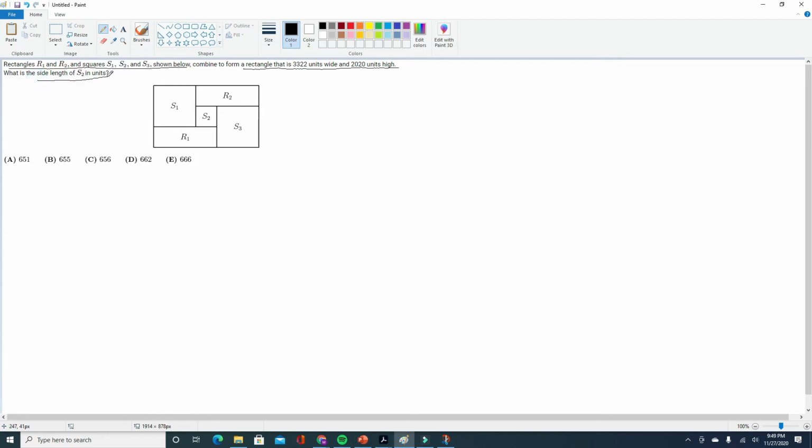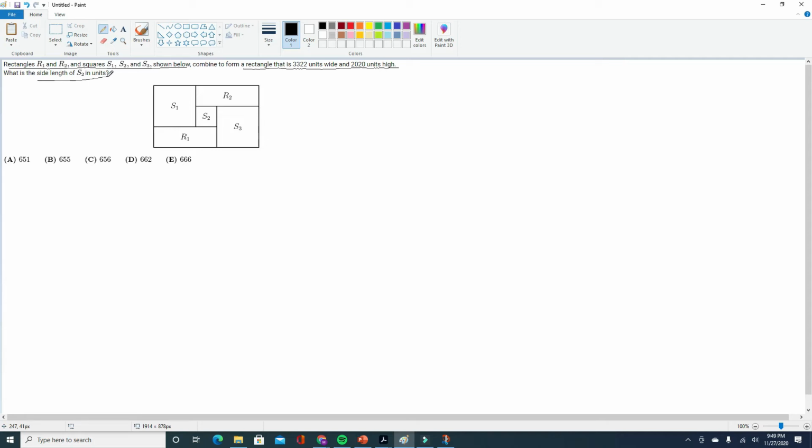Okay, so basically the problem gives us 2 rectangles and 3 squares. It gives us the dimensions of the larger rectangle formed by these 5 figures, and it's asking us to find out the side length of square S2.